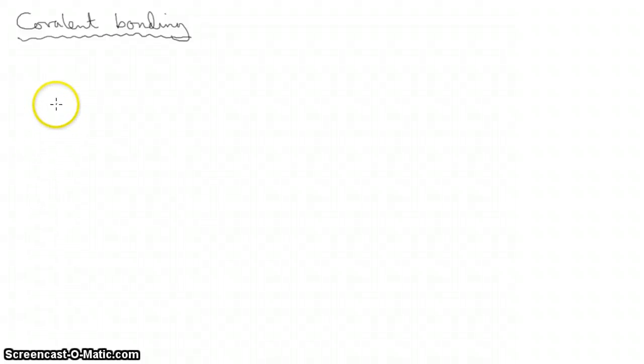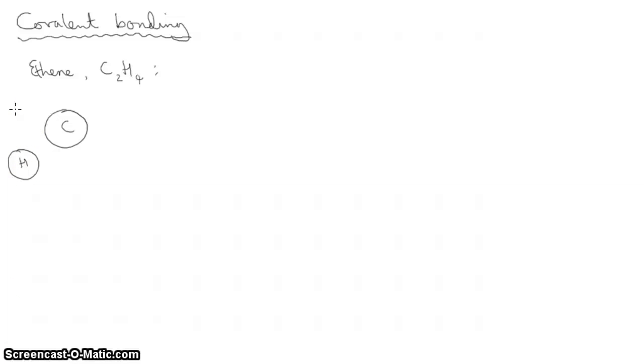Here's a couple more exotic examples of bonding, not standard ones on the GCSE. I'll start off with ethene. To begin with, ethene is C2H4. Got two carbons. Let's draw it out like this.